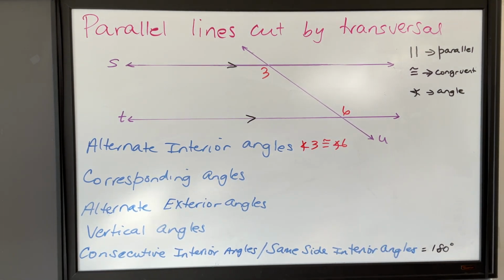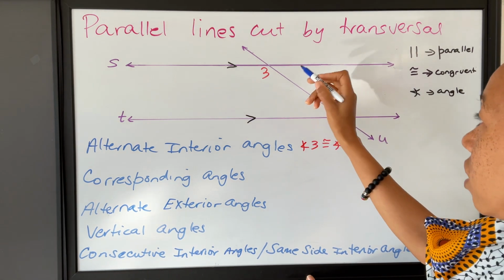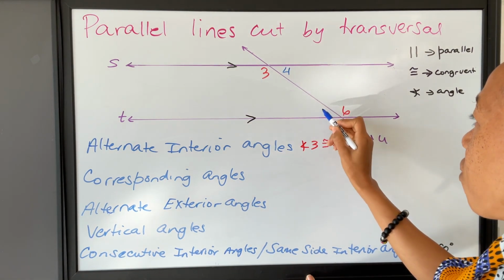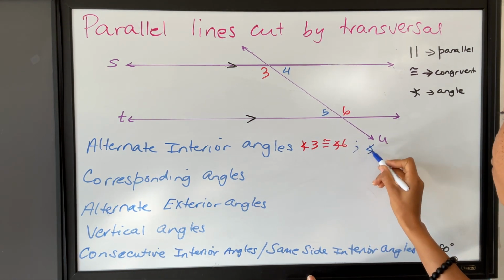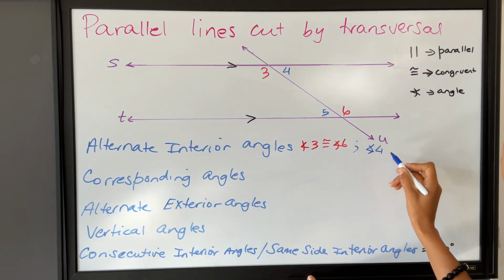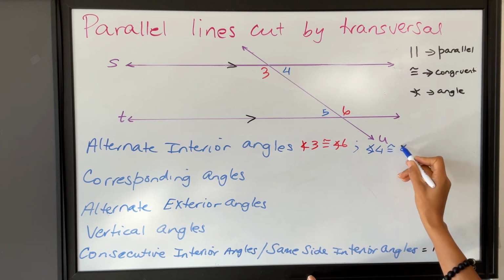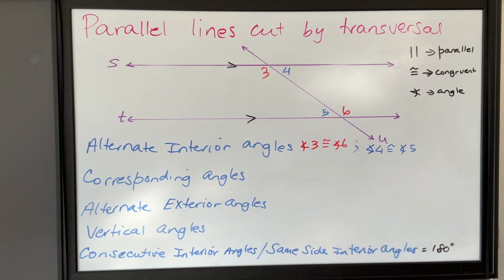All right. Another pair of alternate interior angles that I can talk about, we label this as 4 and this is 5. We can say that angle 4 is congruent to angle 5. So in this scenario, we have two pairs of alternate interior angles that are congruent. Now, we'll touch on the corresponding angles.